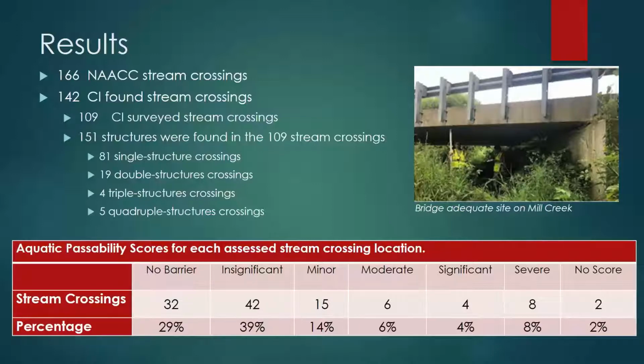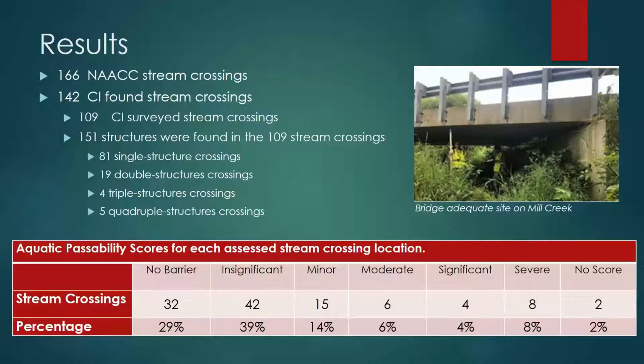So after we go out in the field, do the survey, and fill out the data sheet, we go back on the NAACC website and input all the data. An algorithm uses the data to determine what kind of barrier it is off of an aquatic passability score. And you can see all the possibilities here: no barrier, insignificant, minor, moderate, significant, severe, or no score. And you can see out of the 109 surveys that we did, 32 had no barrier and 42 were insignificant.